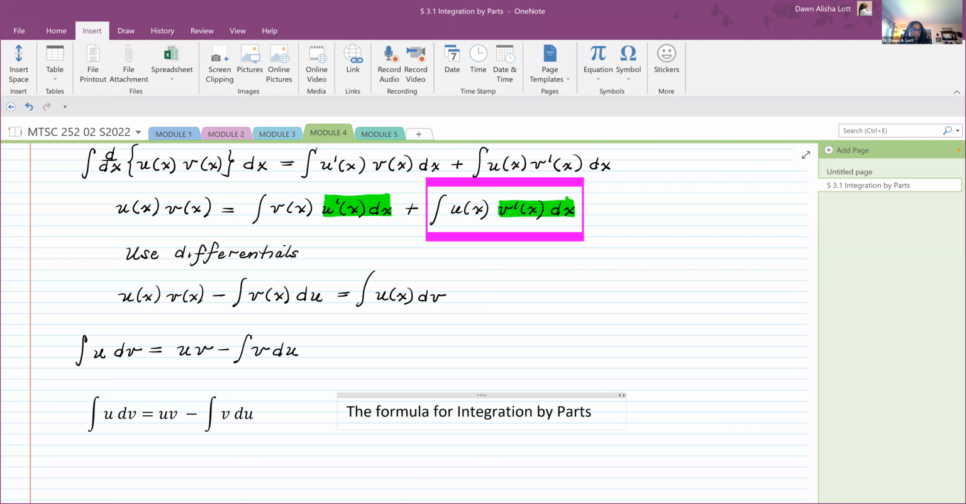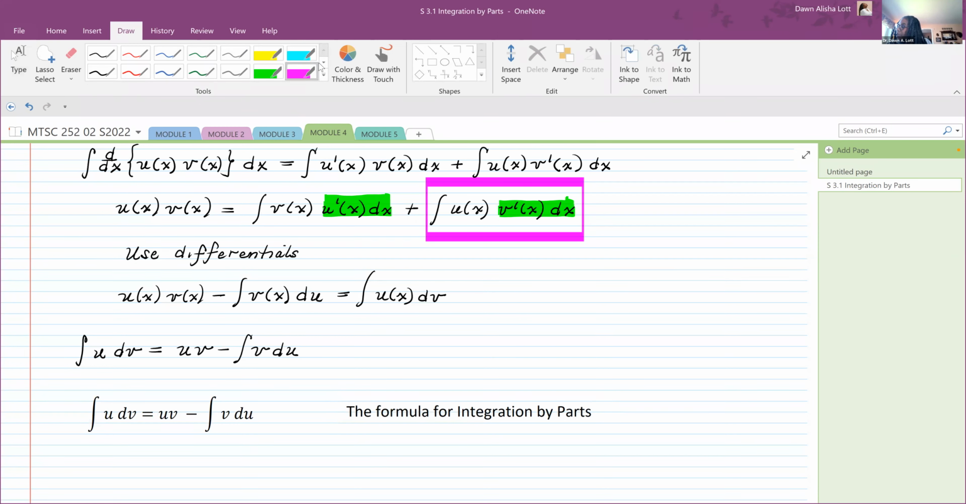So that's the formula for integration by parts. All right, it's actually a very nice formula. It works very easily if you just do the formula.